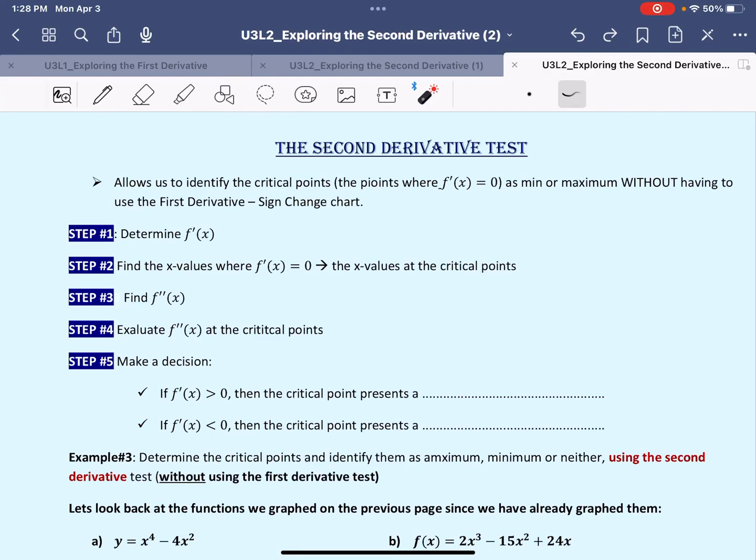Hi, I am very happy to welcome you in joining this hopefully interesting conversation about one very important concept in calculus, the second derivative test.